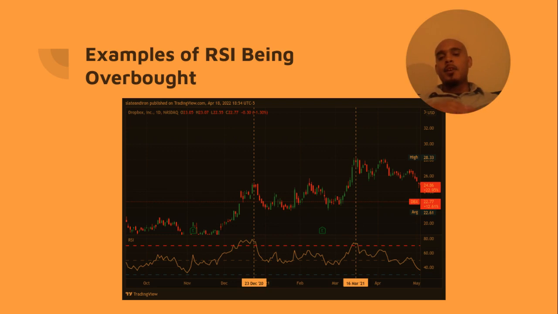I set mine a little bit more extreme so that I'm sure it's overbought or sure it's oversold. But that means less trading opportunities, right? Because it's more rare that it hits an 80 or a 20, right? Here's an example where Dropbox was overbought.